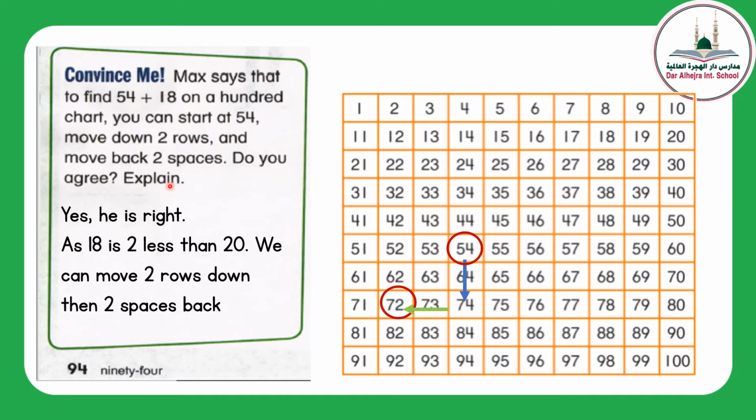Do you agree? Explain. Yeah, he is right, because we know 18 is just 2 less than 20. So instead of moving first 1 step down and then moving forward 8 steps, we can do it this way too, that we may move 2 rows down. This way we have added 20, and as we know 18 is just 2 less than 20, so we can move 2 spaces backward, and again we will reach the same correct answer.